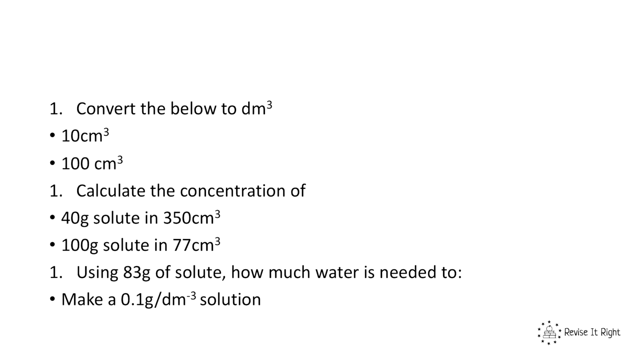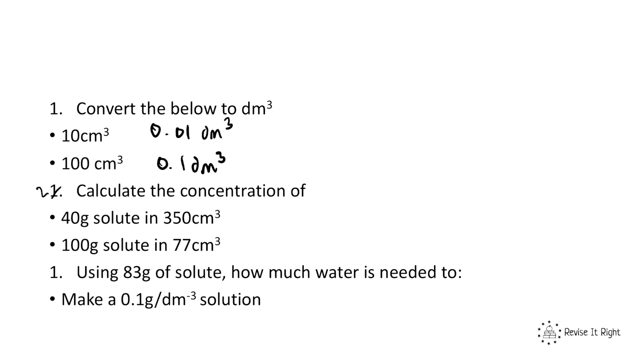Okay, so question 1, it wants us to convert the below to decimeters cubed. So we know that to get from centimeters cubed to decimeters cubed, we need to divide it by 1,000. Okay, so we do the first one, 10 divided by 1,000, and the answer is 0.01 decimeters cubed. And again, to get from 100 to decimeters cubed, we need to do 100 divided by 1,000, which gives us 0.1 decimeters cubed.